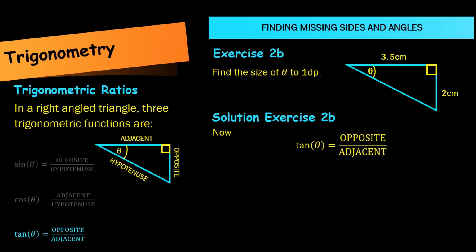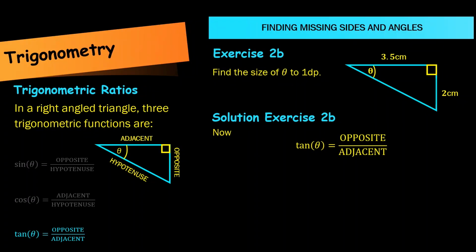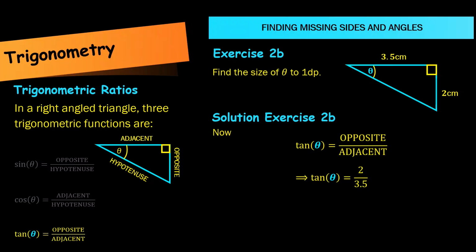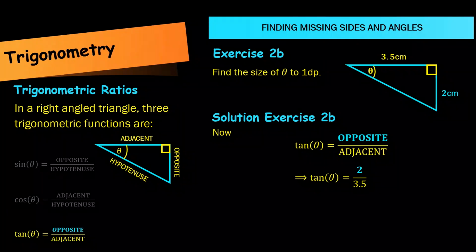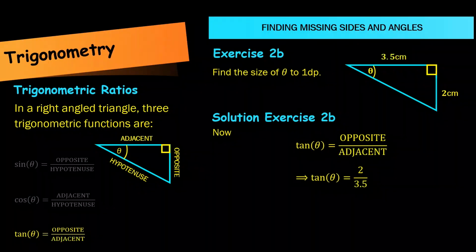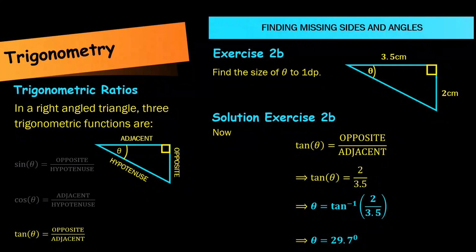Therefore, we need to use the formula for tan, in other words, opposite over adjacent. And plugging in these values gives us that tan theta equals 2, which is the opposite, divided by 3.5, which is the adjacent. Therefore, theta equals tan inverse of 2 over 3.5. And plugging this into your calculator should give you theta equals 29.7 degrees.